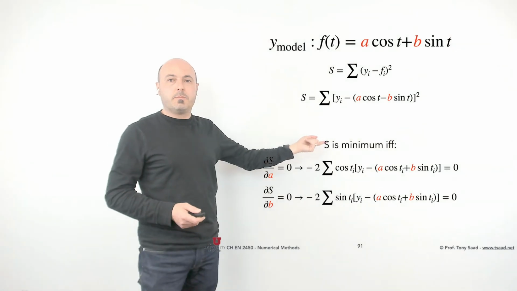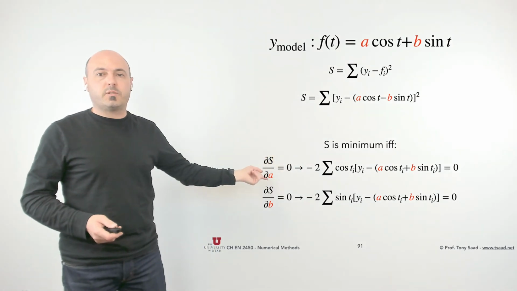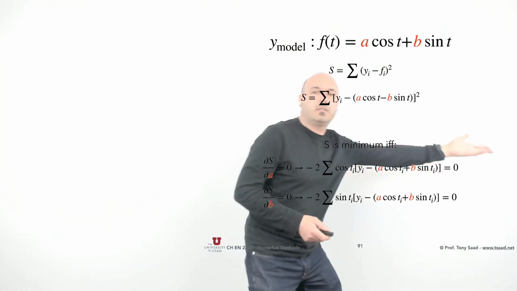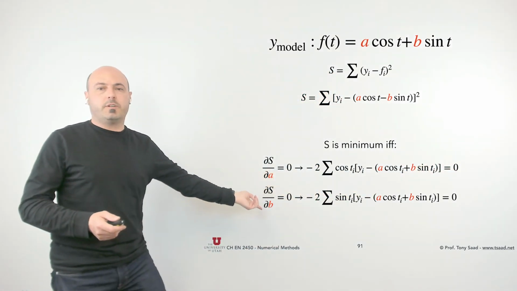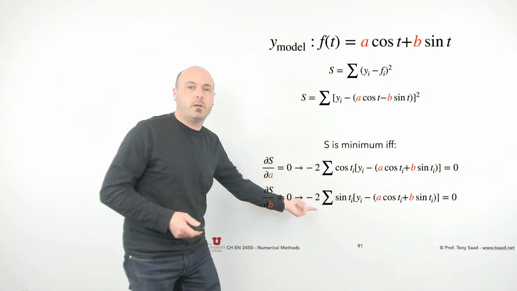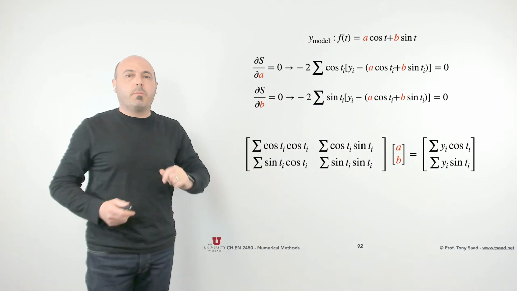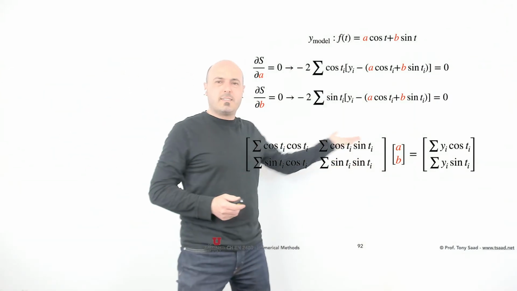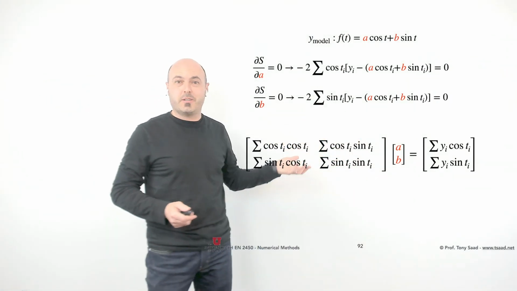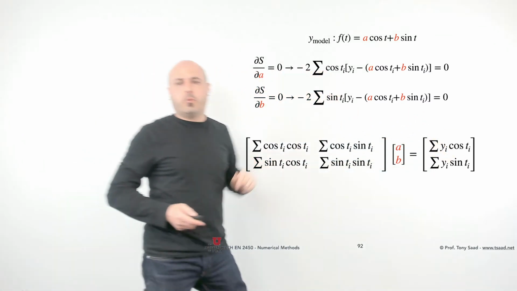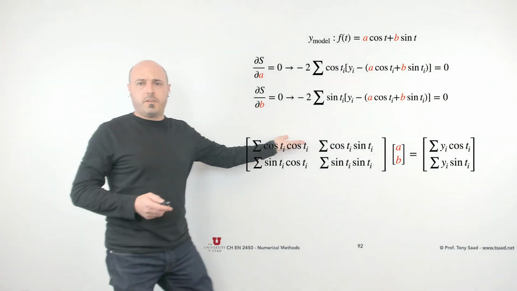And then S is minimum if partial S with respect to a is 0. That gives you this -2, you get the cosine ti, etc. And same thing over here, partial S with respect to b, you get -2 sine ti, etc. Then you combine everything with each other, and you get this nasty coefficient matrix, and whatever is going on on the right-hand side. And we're still solving for a and b.